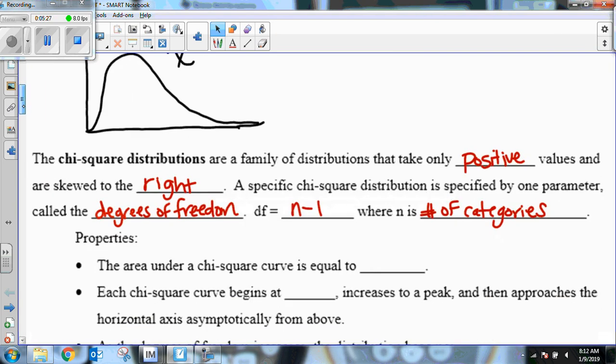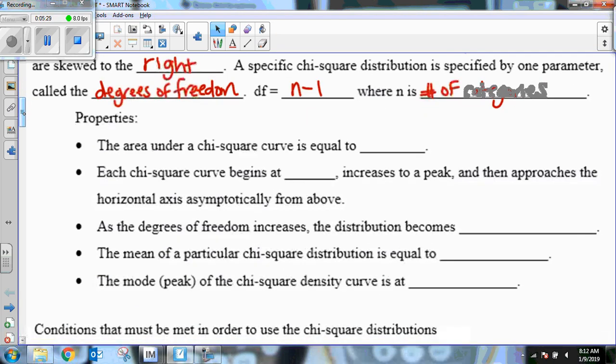Okay, so a few more things that we want to know about a chi-square distribution is the area under the chi-square curve is equal to 1. Hopefully you guessed that. It's still a density curve. All density curves have an area under the curve of 1.